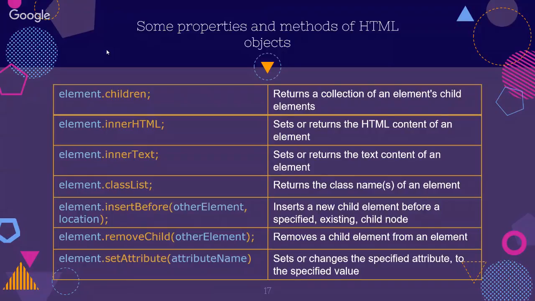The removeChild method, I think we discussed that one. It just removes a child element from an element. The setAttribute method is something you'll probably use again a lot. It sets or changes the specified attribute to the specified value. So besides the attribute name here, we will have to specify the value which we want the attribute to have as well.